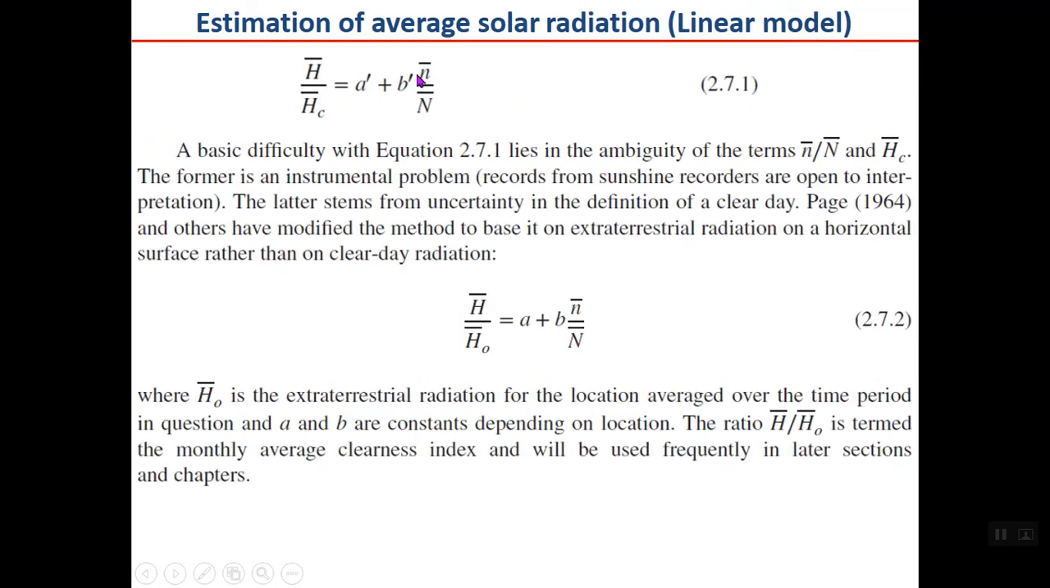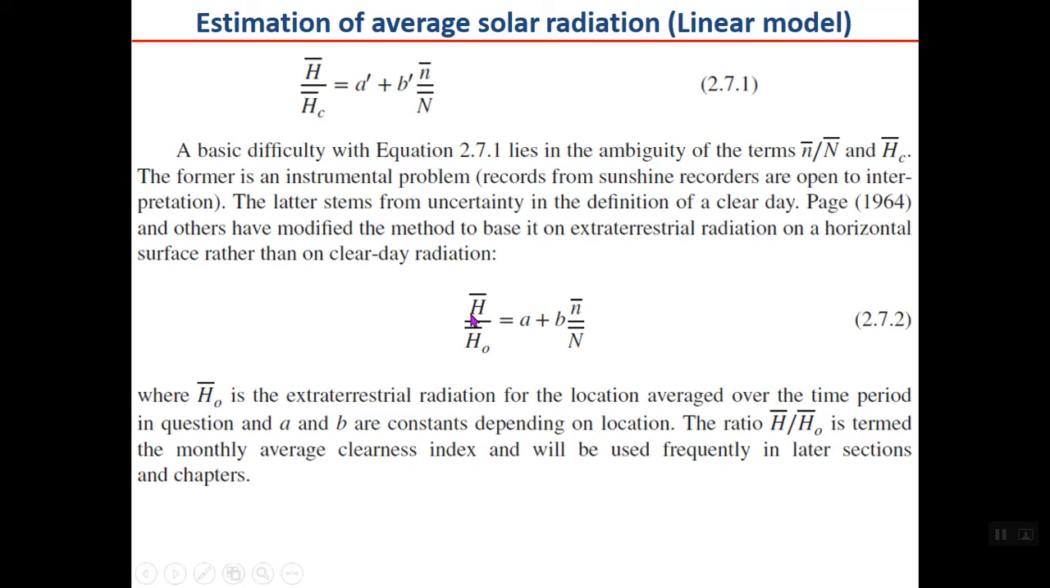Actually, a basic difficulty with this equation, as you can see here, is the ambiguity of the term N over N, and especially H bar C. And this made other researchers, most important was Page in 1964, make a change to the original Angstrom equation, changing H bar C to H bar 0, which can be calculated very simply, and as you remember is the extraterrestrial radiation, which may be calculated from the formula or graphs or tables I showed you in the last session, or I don't remember, maybe the session before that.